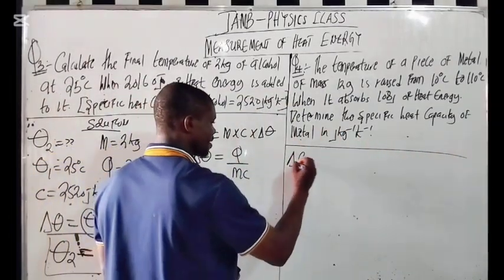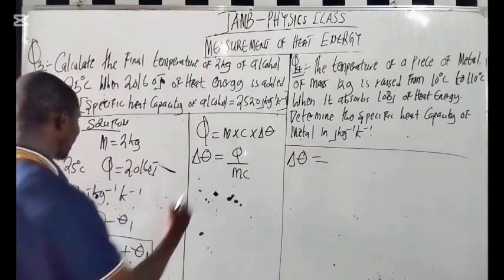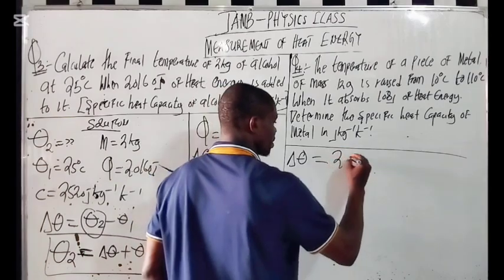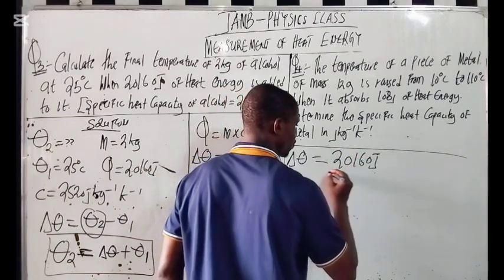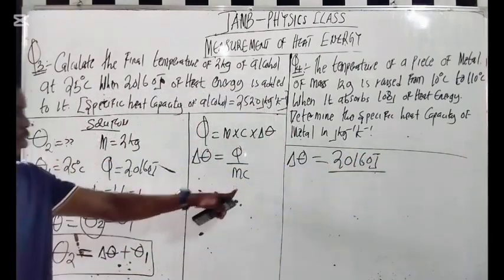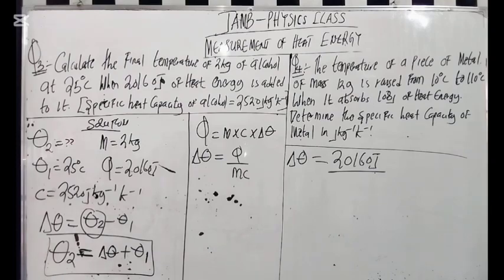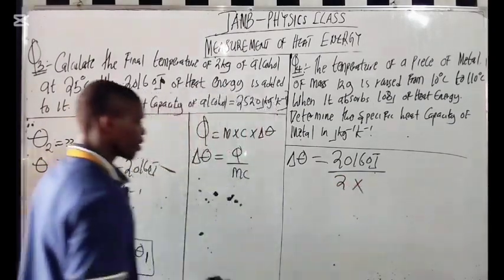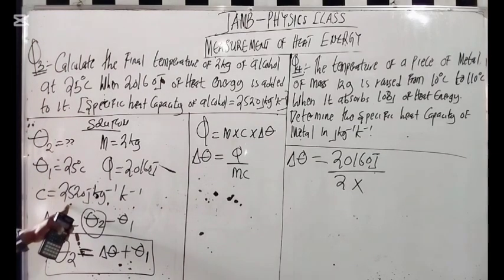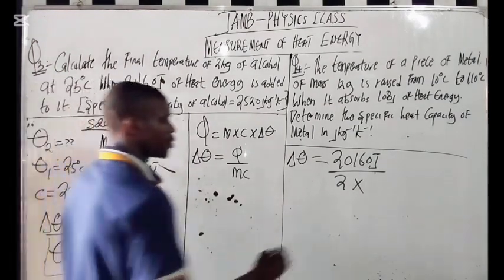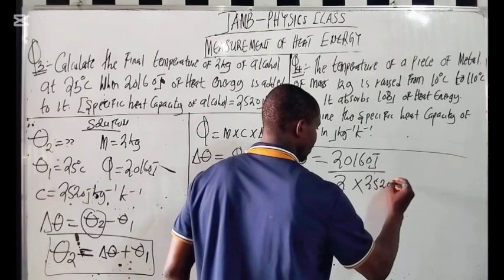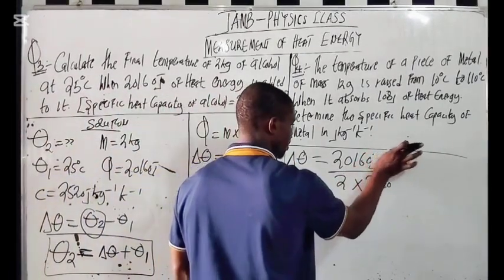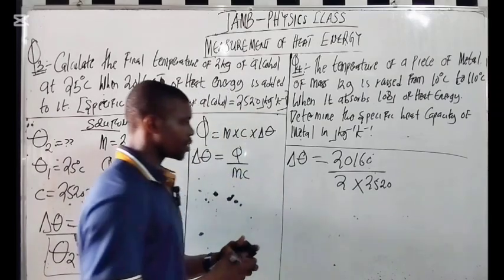So change in temperature is equal to Q. Where's my Q? 20160 joules over, right? Where's my mass? My mass is 2, times my C. Where's my C? 2520. So you have 2 times 2520. Let's leave out the units, let's ignore the units. It's okay. So what would that be, your change?